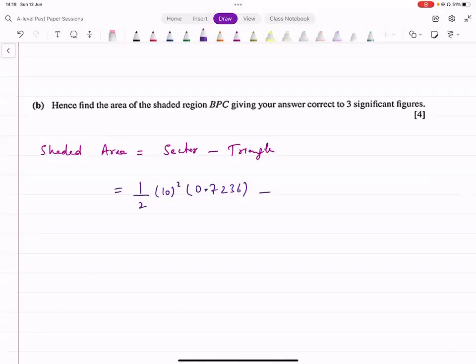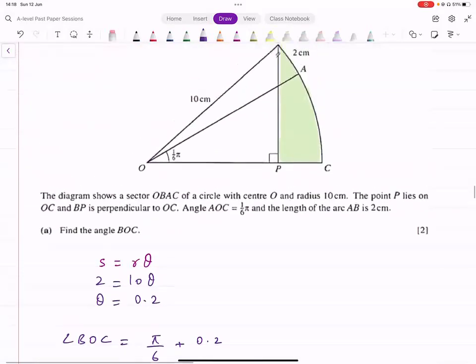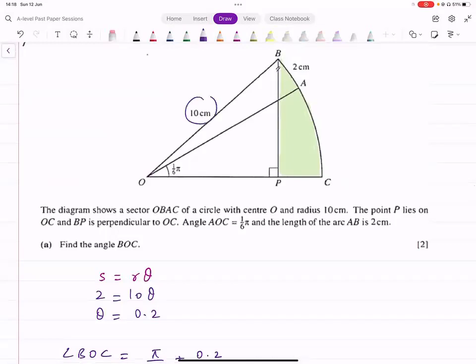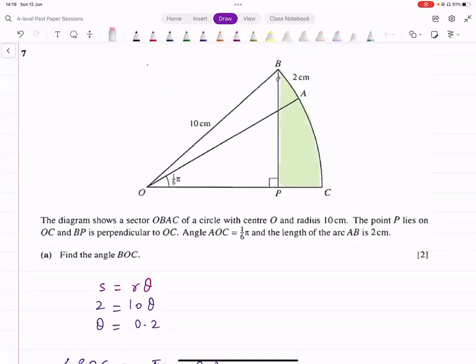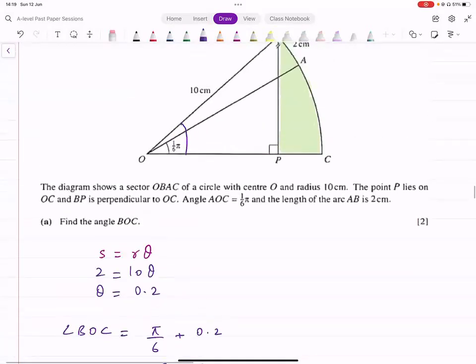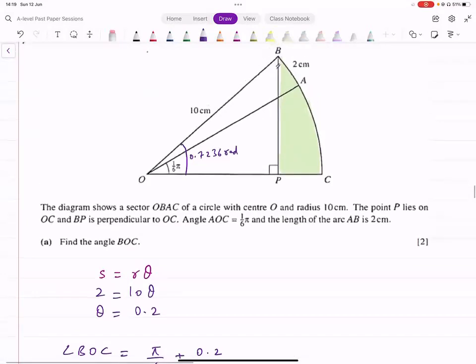We subtract from this the area of the triangle. Now, let's see if we can find the area of the triangle from this. We have this length, we've got this angle, but we don't have any other information. So we need to figure out a way to find the area of the triangle first. It's a right angle triangle, and we know this angle is 0.7236. Remember it's in radians, so your calculator should be in the correct mode. And we know this hypotenuse, right?